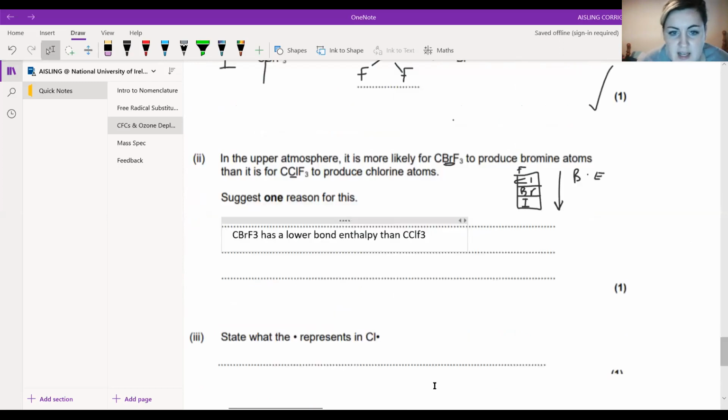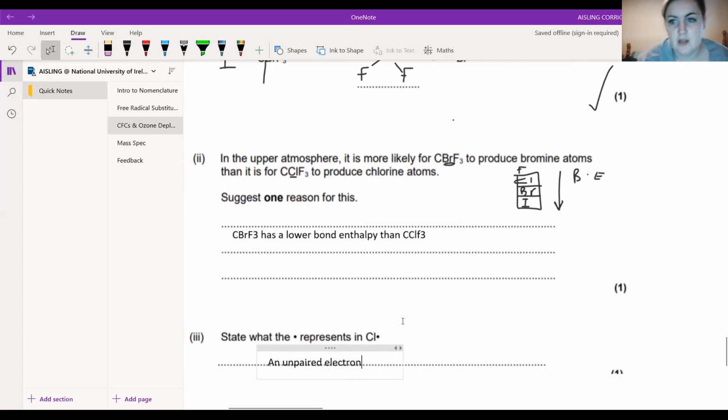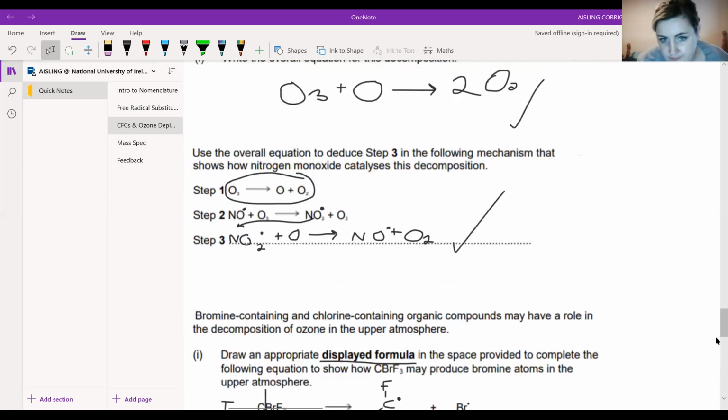Oh yeah, so this is the second last one. State what the dot represents in Cl. It represents an unpaired electron. We know that one. Lovely easy mark there. That's also 1 mark. And the last one then.